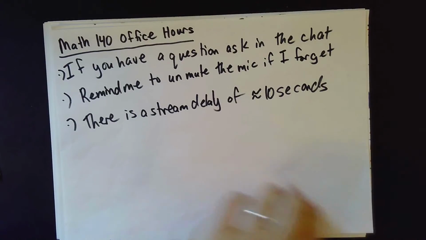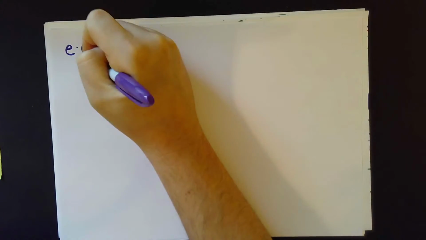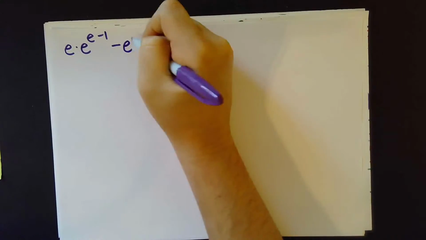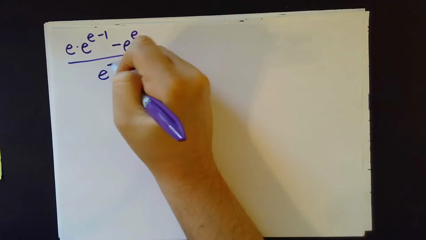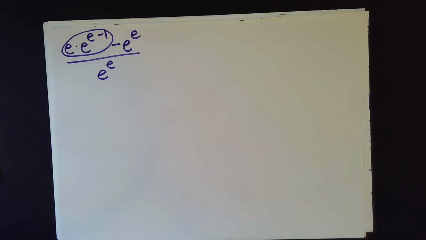Let's see, so when you plug E into this, you should get E times e to the E minus 1 minus e to the E divided by e to the E. So what's E times e to the E minus 1?